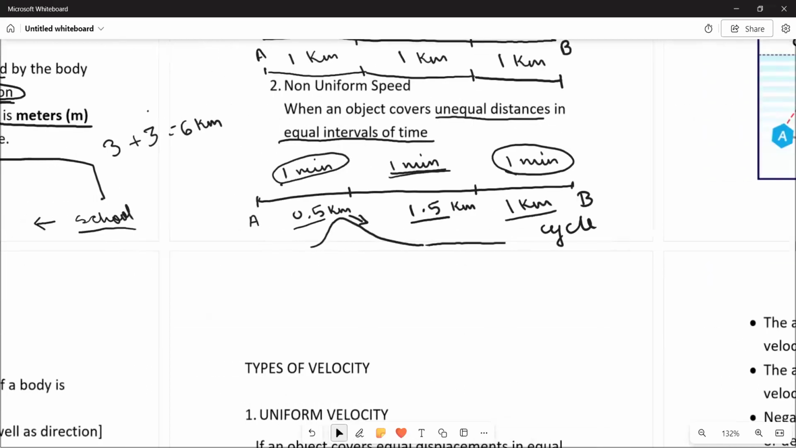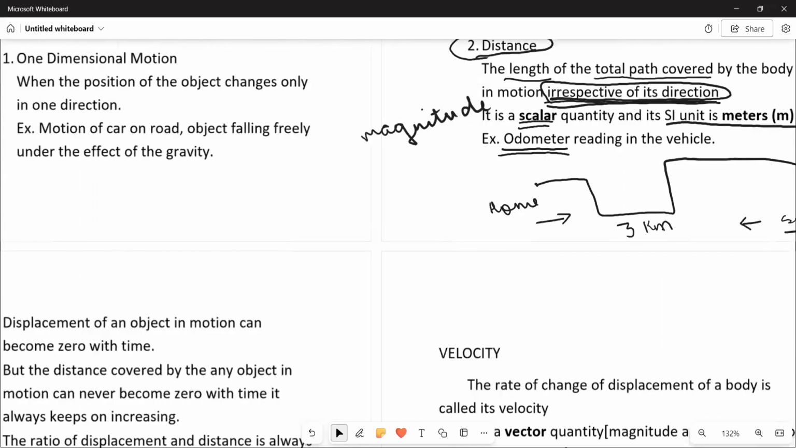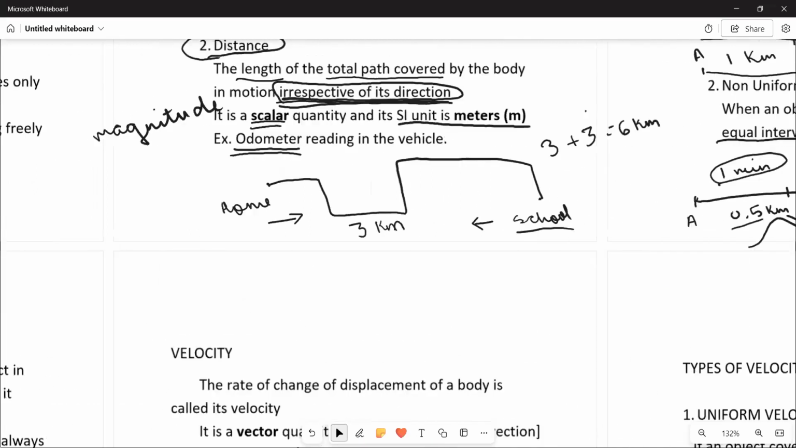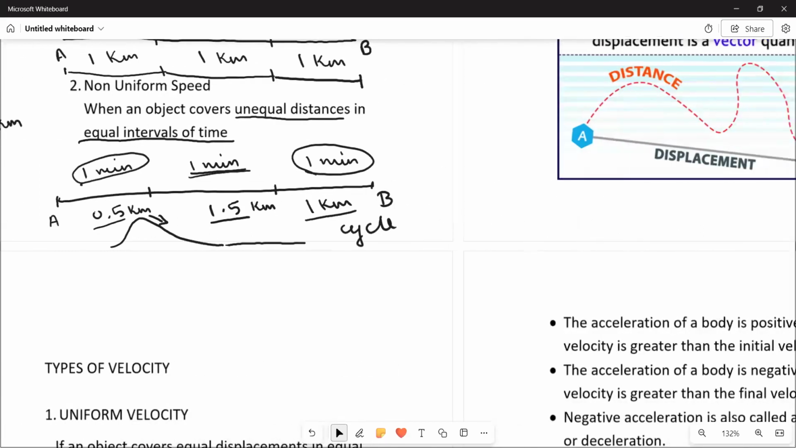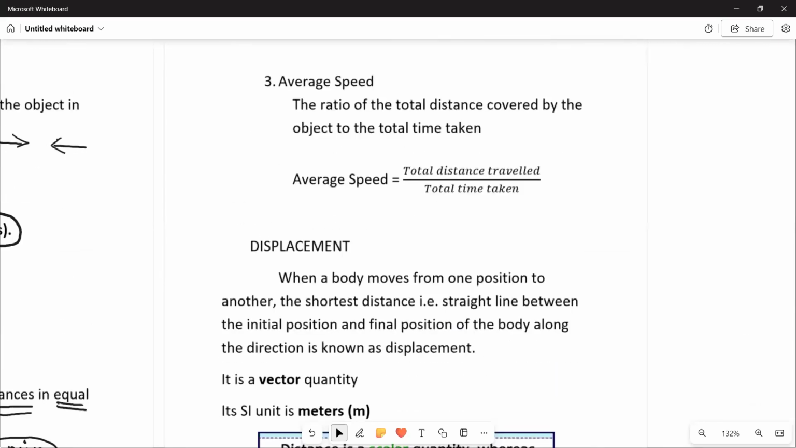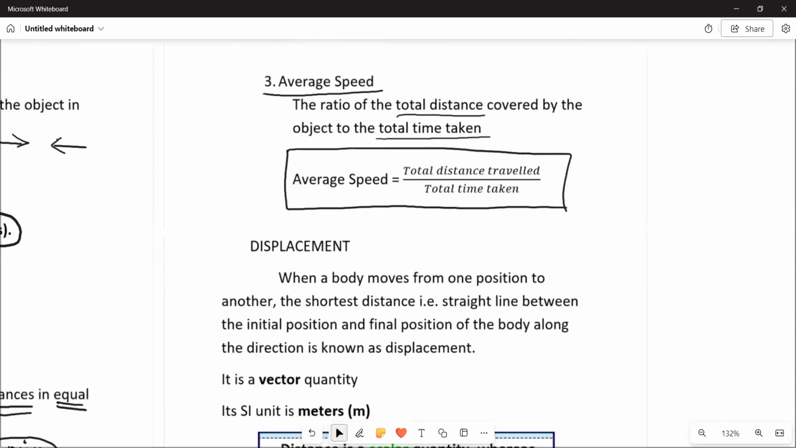Okay, so now we'll move on to our next type of speed, that is average speed. Now we'll study the average speed. Average speed is the ratio of the total distance covered by the object to the total time taken. See, there is a formula given over here: average speed equals total distance traveled upon total time taken.